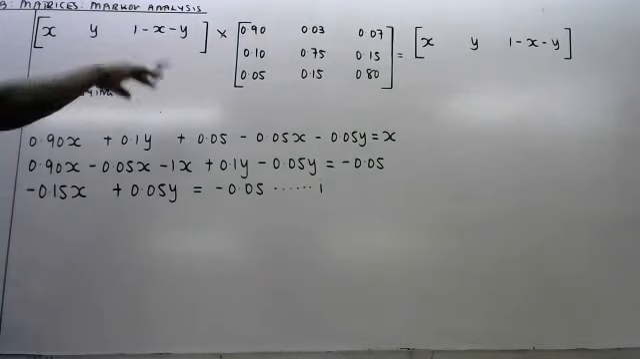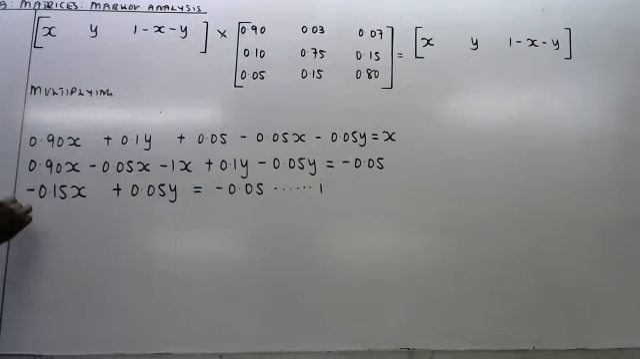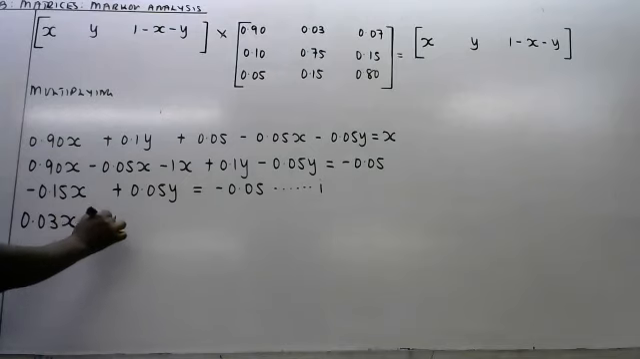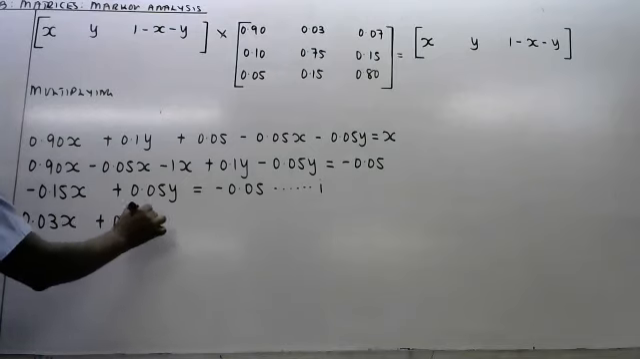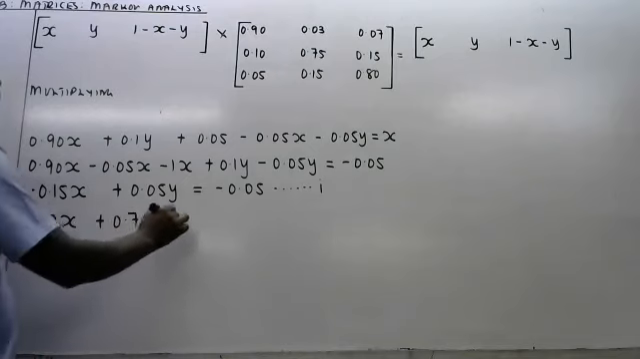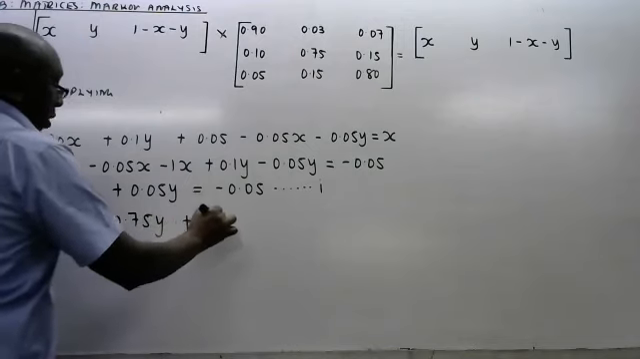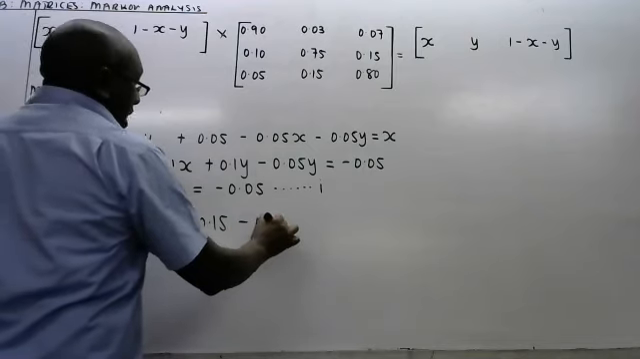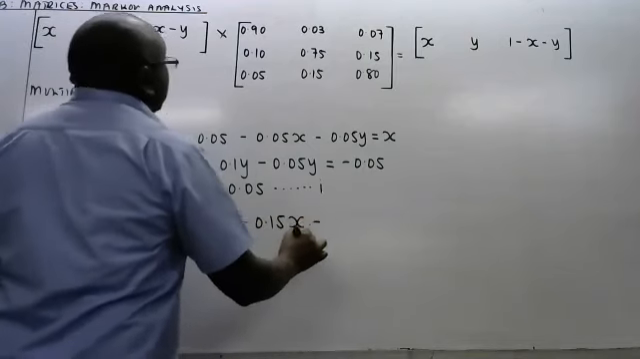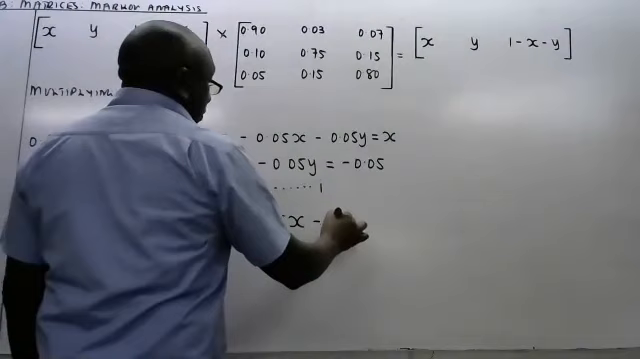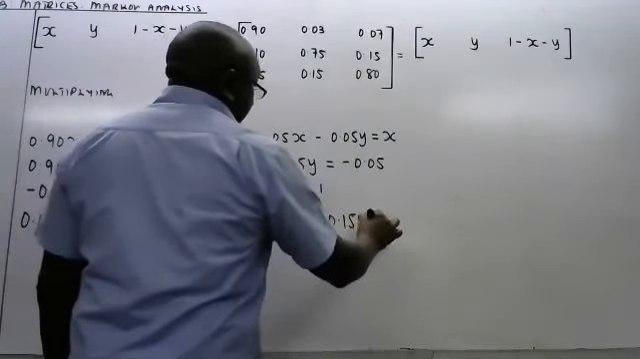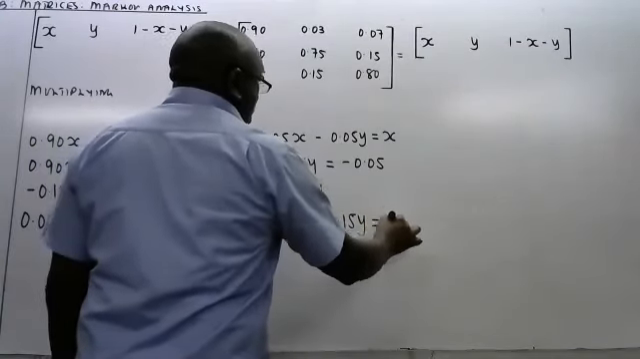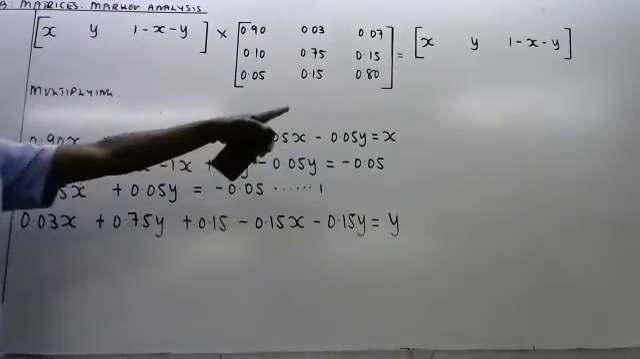So do the same now for the second one, where we will say 0.03x plus 0.75y plus 0.15 minus 0.15x minus 0.15y should be equal to y, the second value there.